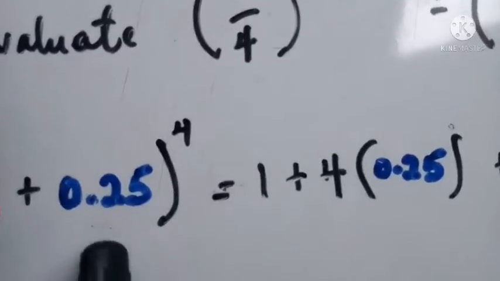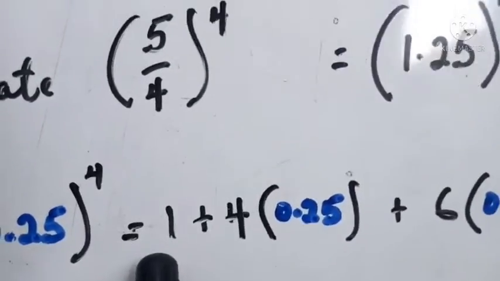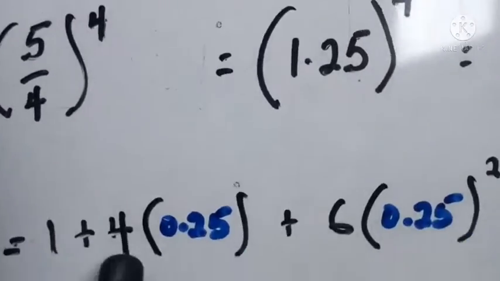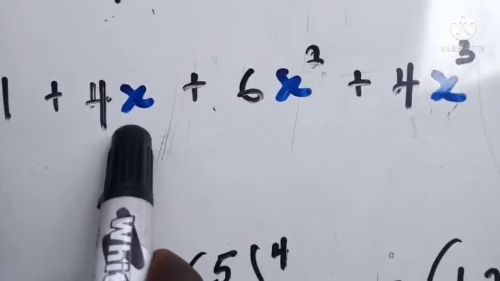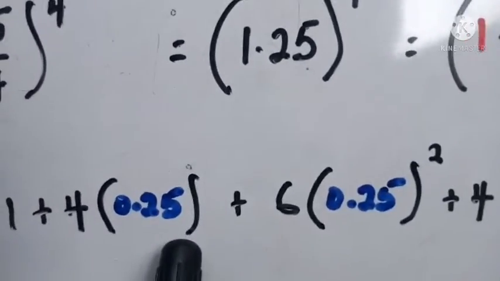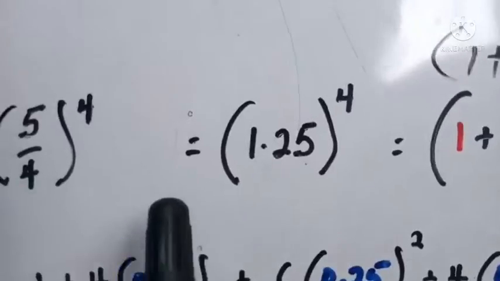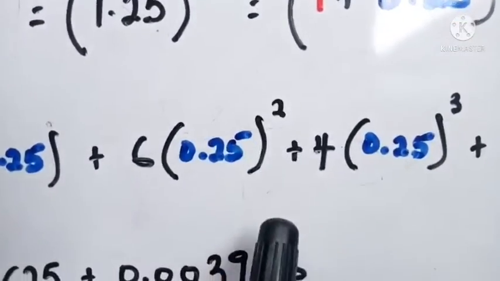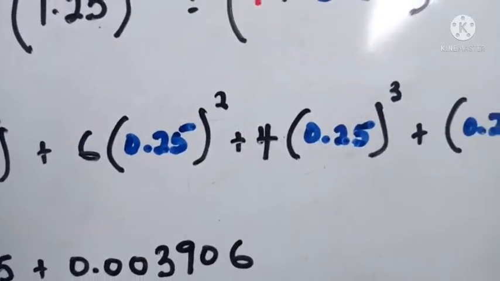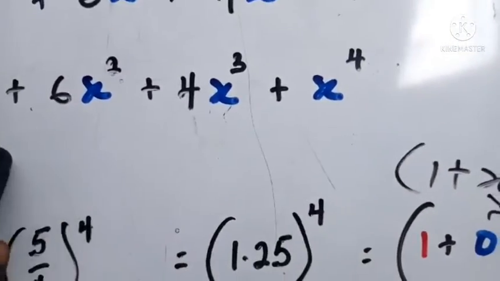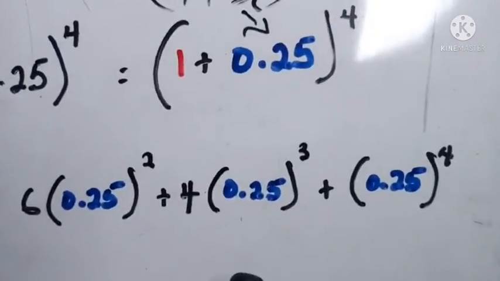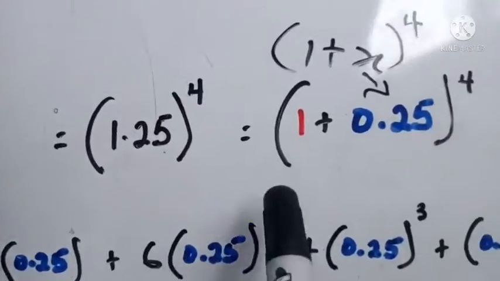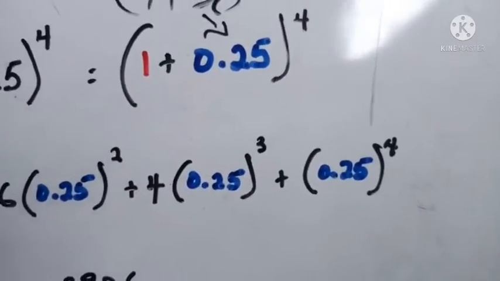So 1 plus 0.25 to the power 4 is equal to 1, this 1 coming from the 1 in the solution we had, and then plus 4x, where our x is 0.25, and then plus 6x squared. We know that x squared is 0.25 squared. So whatever you see as x from this, you just replace that with 0.25, because you've already expanded that 5 over 4 into 1 plus 0.25. So now we are free to go.